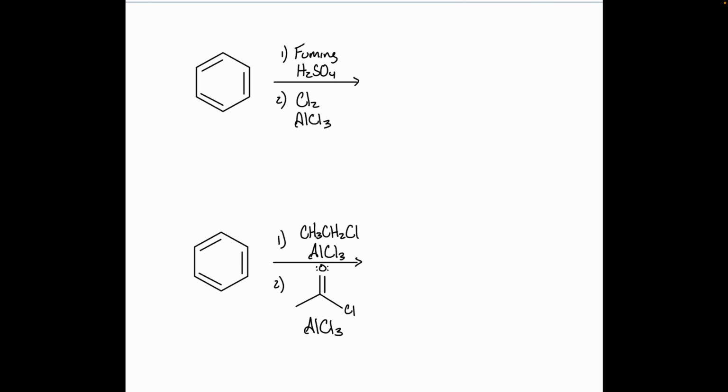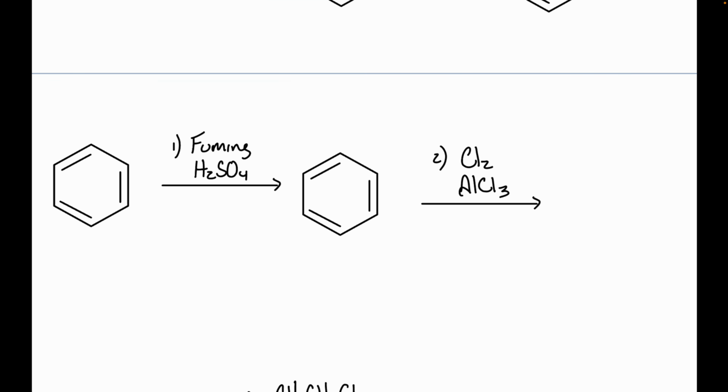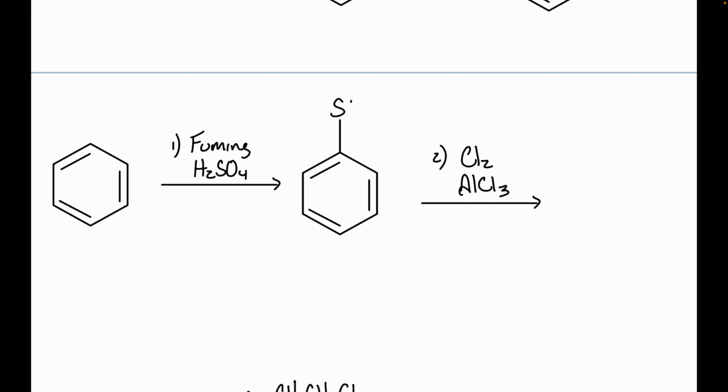All right, so if I'm going to break this into these steps here, let's look at step 1 first, and then we'll do step 2. All right, that first reaction is going to add what to the ring, or rather substitute a hydrogen for what? SO3H, right? So what we call a sulfonic acid group, SO3H.